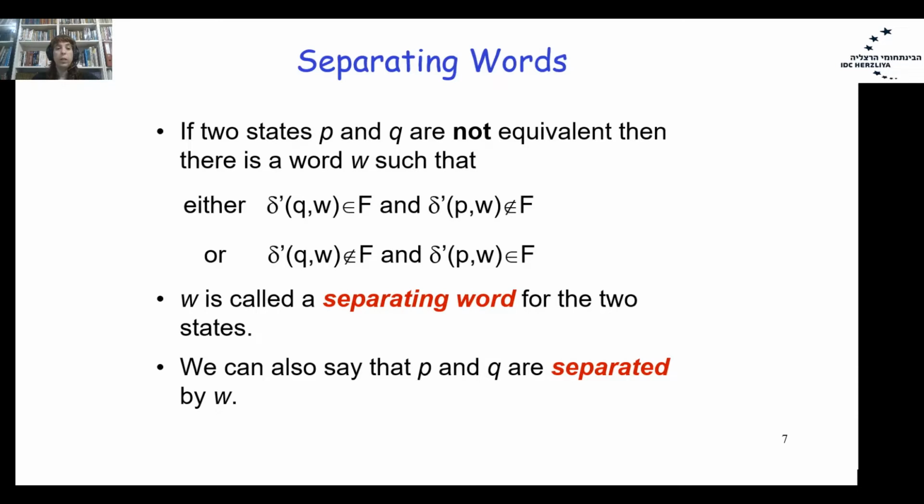So we can give a new definition of a separating word. If two states P and Q are not equivalent, then there is a word W such that either delta cap(Q, W) belongs to F and delta cap(P, W) does not belong to F, or delta cap(Q, W) does not belong to F and delta cap(P, W) belongs to F. W is called a separating word for these two states. We can also say that P and Q are separated by W.